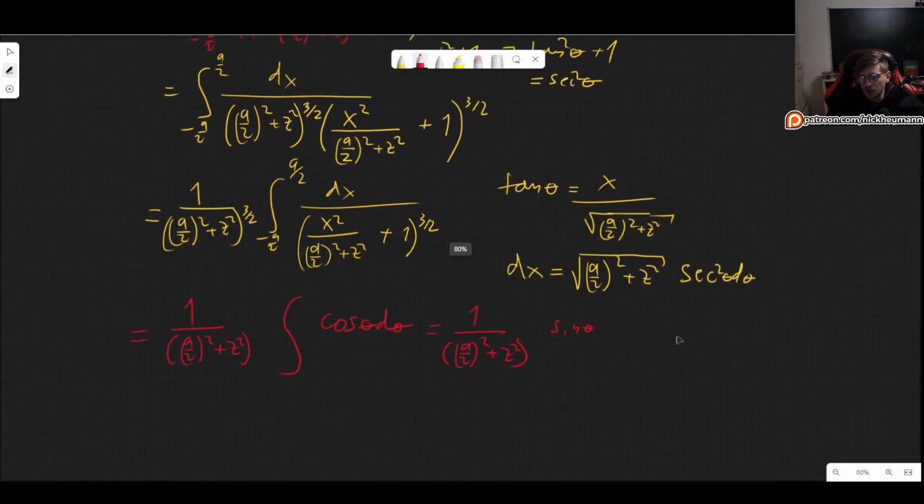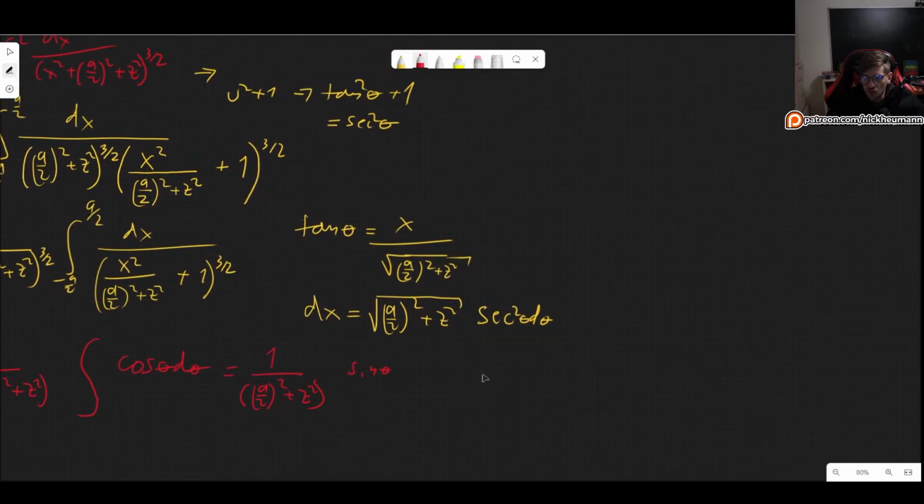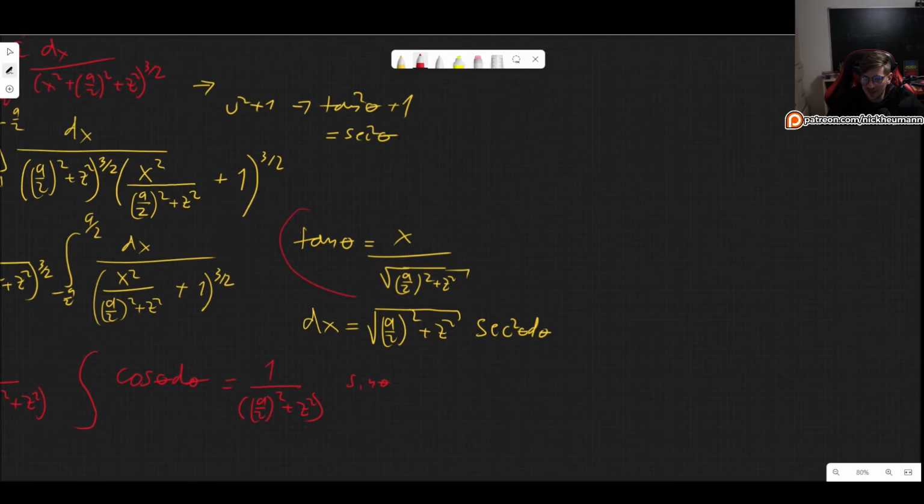All right, now we need to undo our substitutions. So we knew that tangent of theta is this thing. So that implies, and this is the trick that you need to use whenever you want to undo this trigonometric substitution, the tangent theta implies the existence of a right triangle where an angle theta is here and the opposite side is x. The adjacent side is, oh, this is nasty. The adjacent side is square root of (a/2)² plus z², and the hypotenuse is this thing squared, so (a/2)² plus z² plus x².